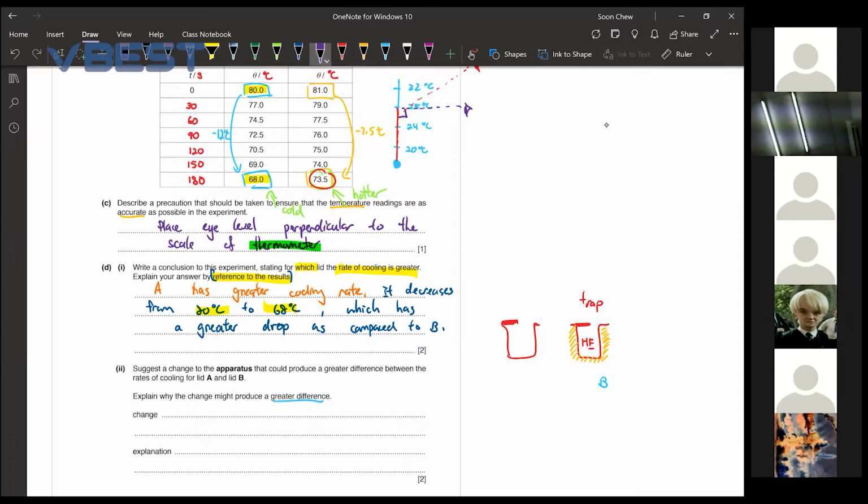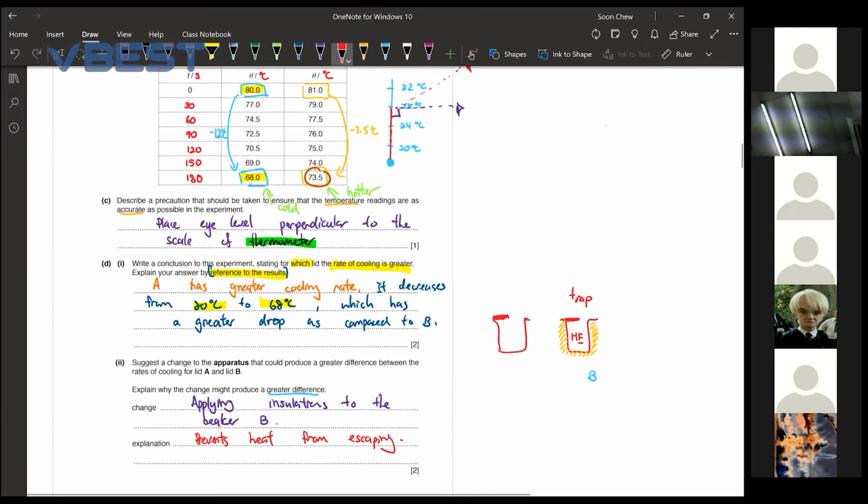So the change that you can say is maybe applying insulation to the beaker. Then for your explanation, you can say that it prevents heat loss. With that, you will definitely have a greater difference between the rates of cooling.